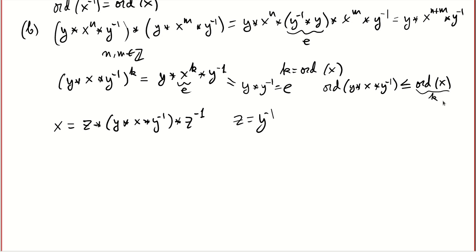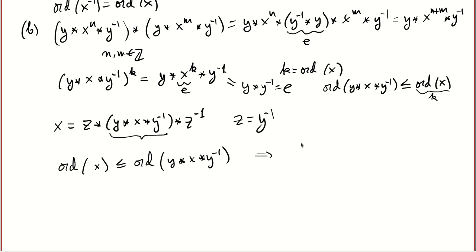Because look at this inequality here. Now this construction is playing the role of x. So we can apply this here and say the order of this whole construction, which is just x, is smaller than or equal to the order of this element, which is y times x times y minus 1. And that is the reverse inequality of this one. So the conclusion is the order of x is equal to the order of y times x times y minus 1.